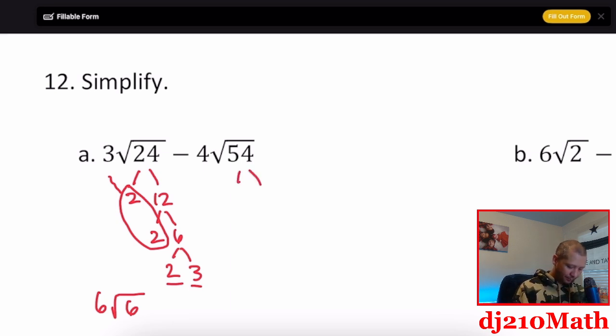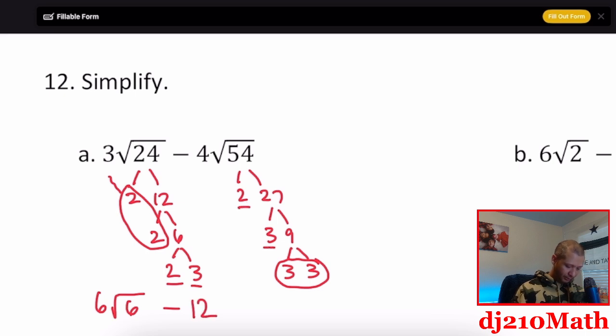Second part. 2 and 27. 3 and 9. 3 and 3. So here we have a pair of 3s. That's going to come out as a single 3. So 3 times negative 4, negative 12. The 2 and 3 are left over. So root 6.